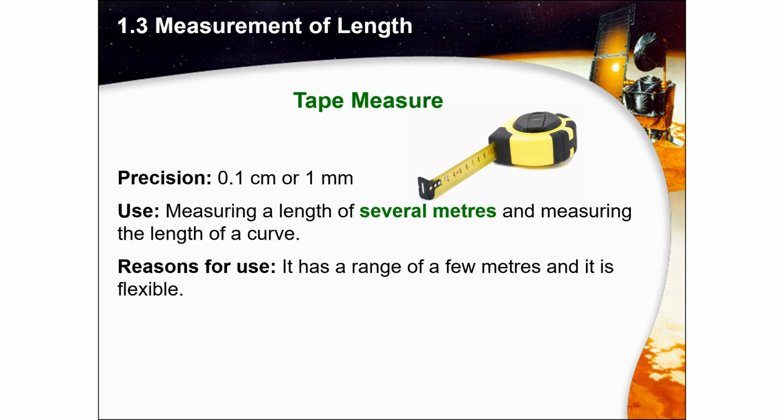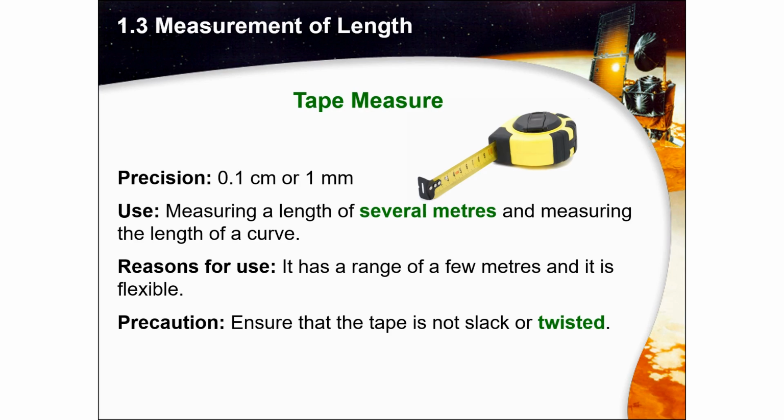But remember, you have to ensure that the tape is not slack or twisted, because if it is twisted or not straight anymore, or if it is slack, it will influence the counting of the measurement. And not only that, when you are not pulling it side by side evenly, so it is not straight, for example it is bent, you will get an inaccurate result.